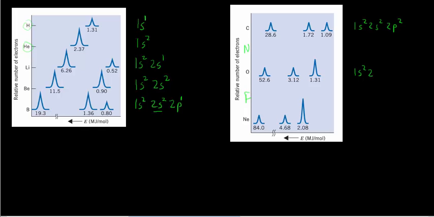1s2, 2s, and then this peak is the same height, so that's going to get 2s2. And this peak looks like it's about twice as high as that peak. So what's it going to be? 2p4. Yeah.